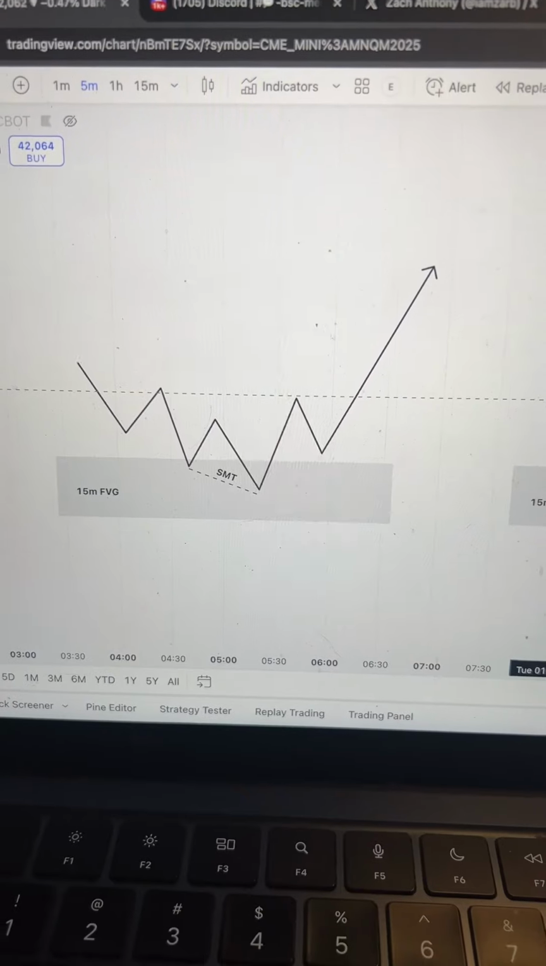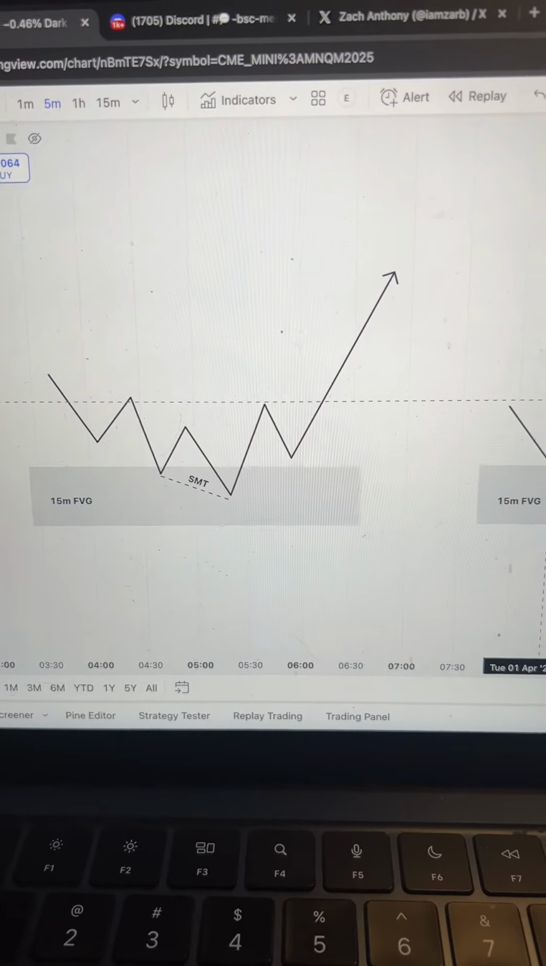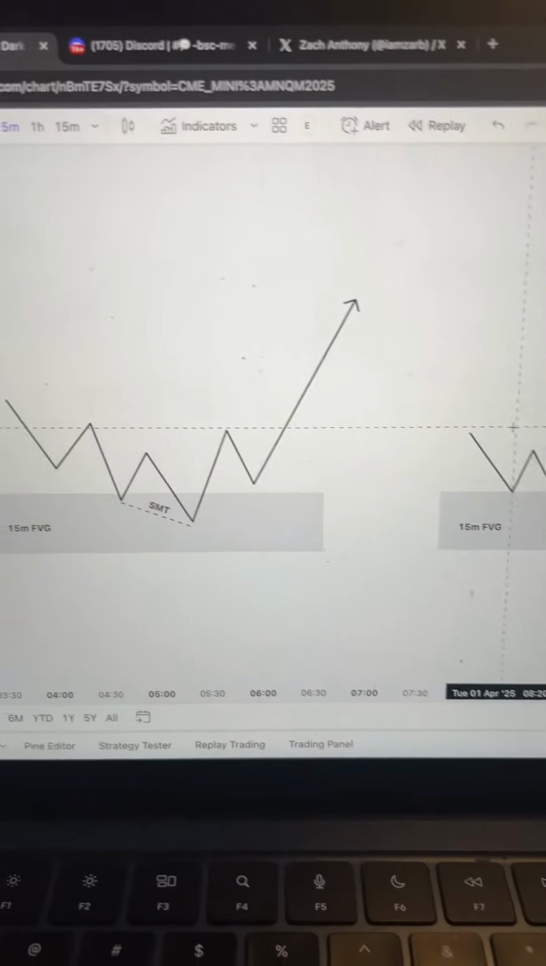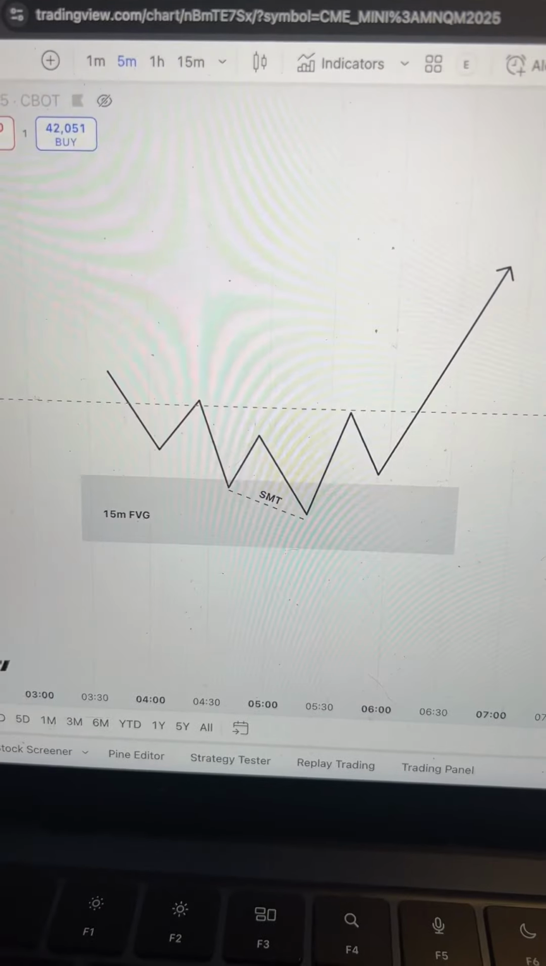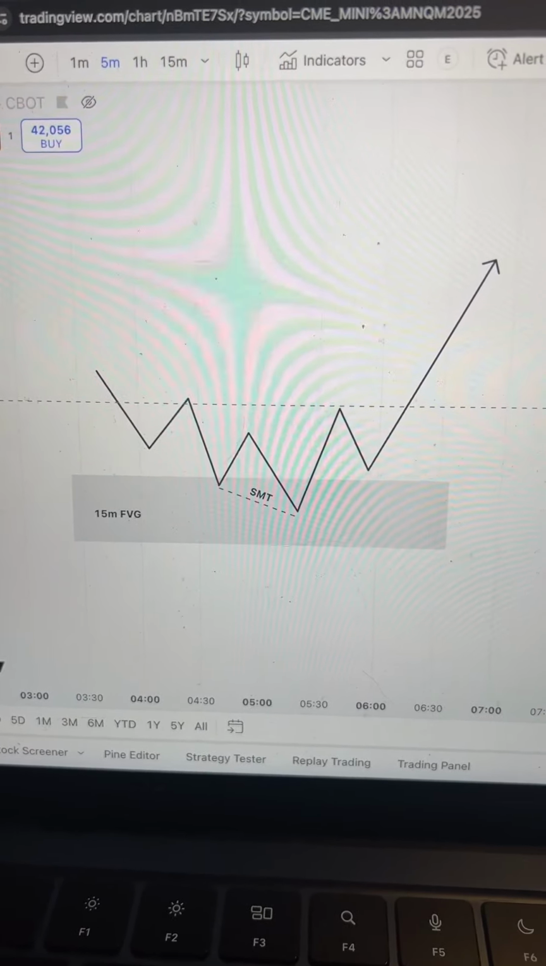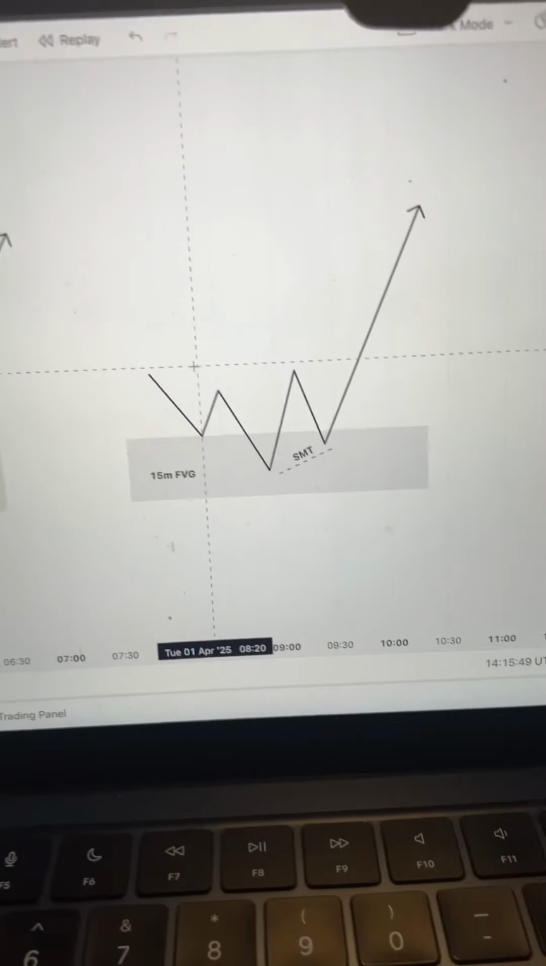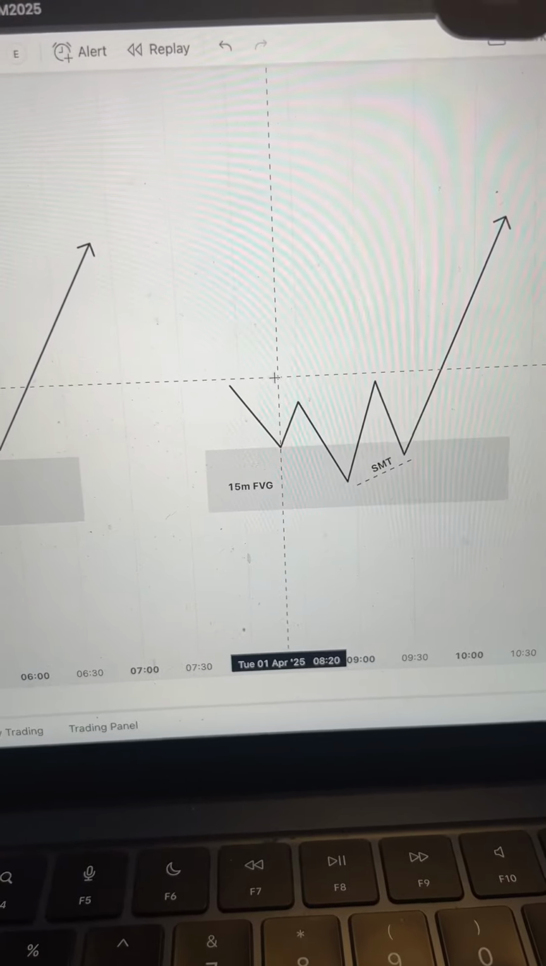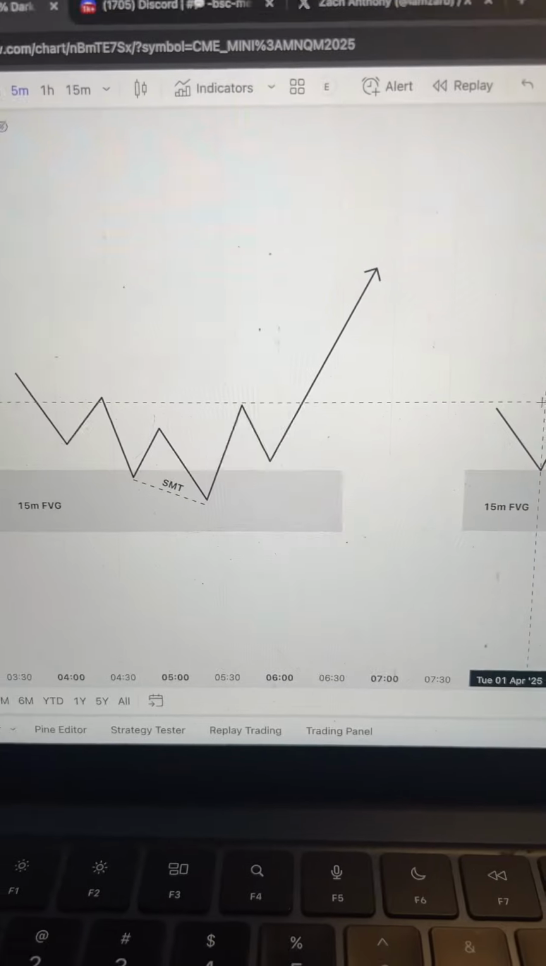All right, so the first thing you need to know is that we're going to be executing on the 1 minute time frame. Our higher time frame level that we're going to be mapping out is a 15-minute fair value gap. If we're looking for longs, we're looking for a 15-minute bullish fair value gap for the market to tap into. And if we're looking for shorts, we're looking for a 15-minute bearish fair value gap to tap into as our higher time frame PD array.